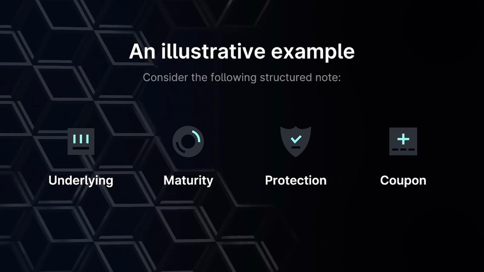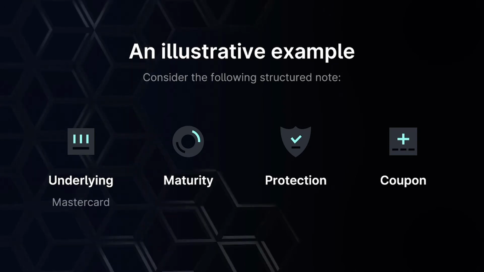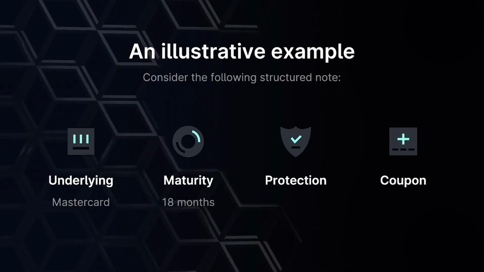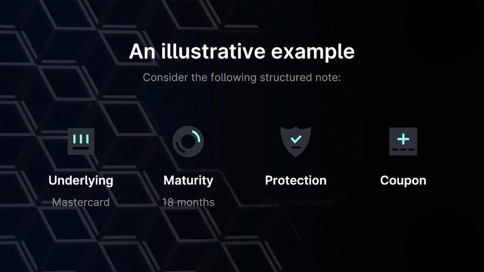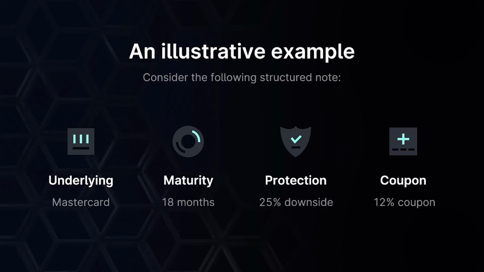To bring structured notes to life, let's focus on the following illustrative example and the four components we just discussed. For this example, let's use MasterCard, ticker MA, to be the underlying stock. Performance of MasterCard will be measured versus its strike price, which we'll get into later. The maturity of the structured note will be 18 months, consisting of 6 quarterly observation periods. The downside protection will be 25%. And finally, the coupon will be 12% annualized, consisting of 4 quarterly payments of 3%, so long as the performance criteria is met.